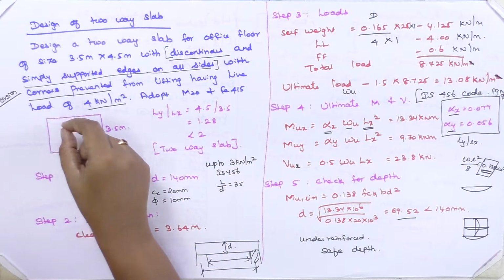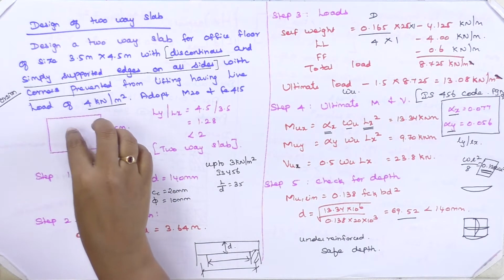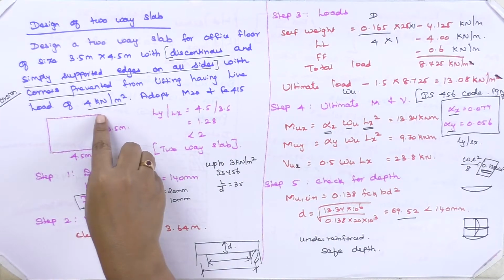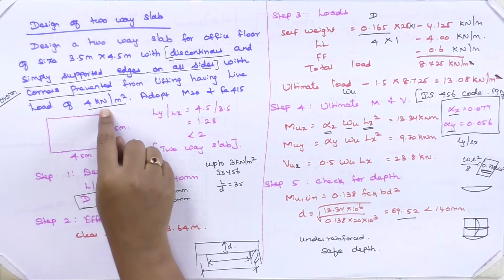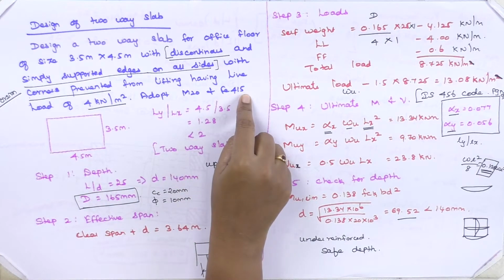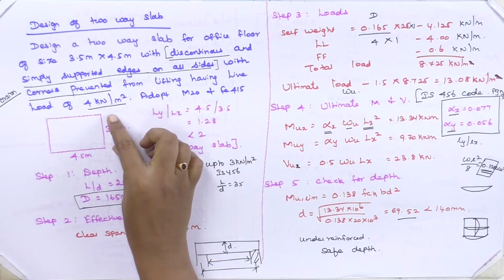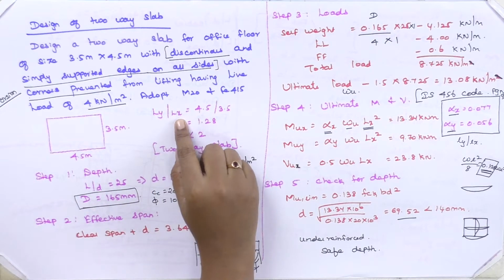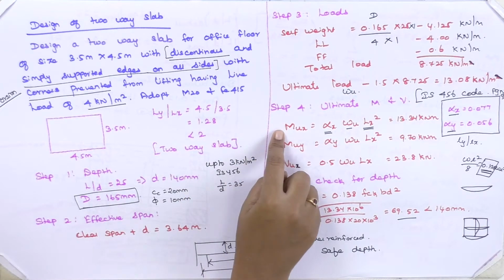Corners prevented from lifting means that all sides are discontinuous, so when we apply the load, the slab gets twisted, that is, it will induce torsion at the corners. So you need to provide torsion reinforcement at the corners to prevent lifting of the slab. Okay, the live load is 4 kN per meter square, adopt M20 and Fe 415. Let me first check the basic aspect ratio, Ly by Lx. Whichever is larger, you take as Ly, whichever is smaller, you take as Lx. 4.5 divided by 3.5 is less than 2, so it is called a two-way slab.